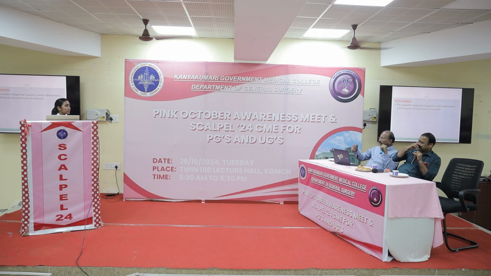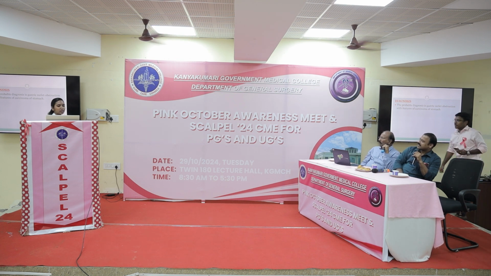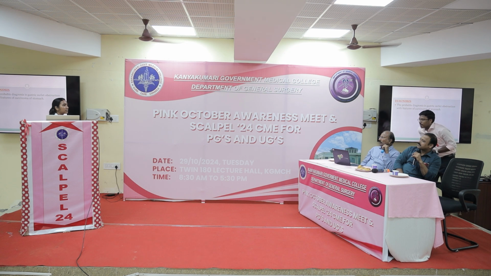Suppose you label a patient as carcinoma stomach, what are the positive things you will look for? One is the age. He is 55. Malignancy most commonly occurs in the 4th decade and later. Appearance: he is poorly built and poorly nourished. History of weight loss and loss of appetite is present. Then the vomiting.